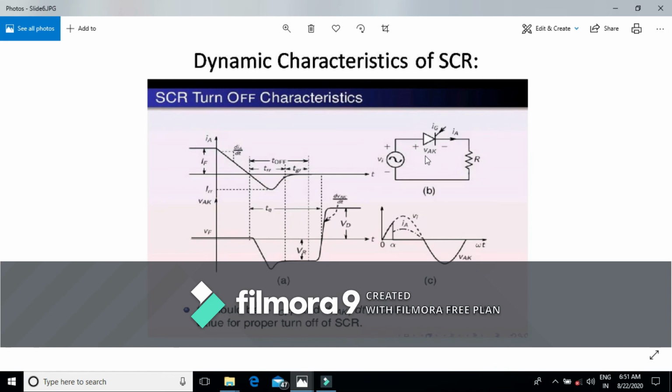And for the voltage across the thyristor, since the thyristor behaves like an open circuit, the whole reverse voltage will be across this thyristor. That means this anode to cathode voltage will be exactly equal to this reverse voltage. I am showing this from pi to 2 pi. The voltage is reverse.